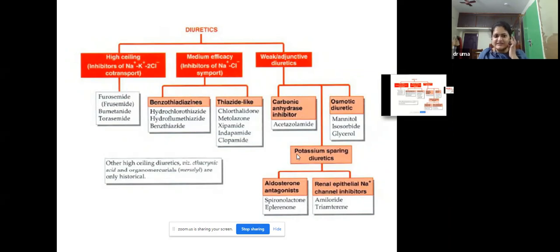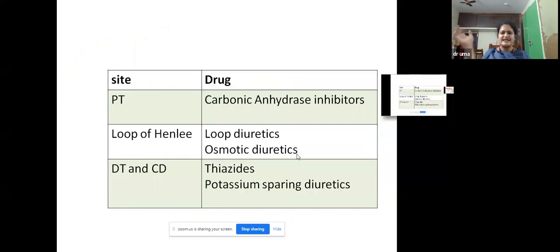So among these, the question will be, which is the high ceiling diuretic? Which is the medium ceiling diuretic? High ceiling is loop diuretics. And the mechanism of action is that it acts by inhibiting sodium, potassium, 2 chloride. And thiazides act by inhibiting sodium chloride symport. And the important thing is potassium-sparing diuretics. The aldosterone antagonists are spironolactone and eplerenone. Renal epithelial sodium channel inhibitors are amiloride and triamterene. So the site where these drugs act: in the proximal convoluted tubule.